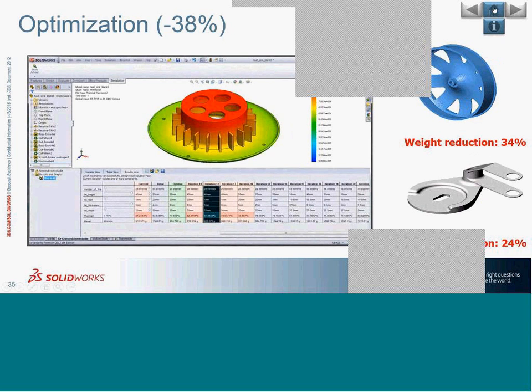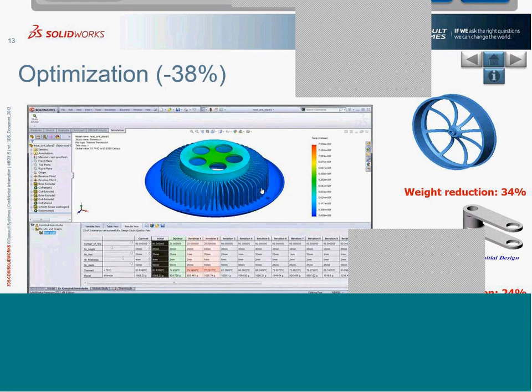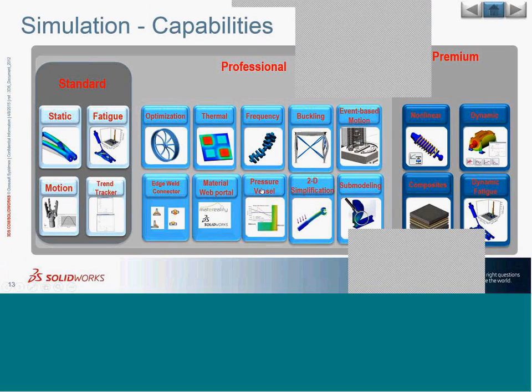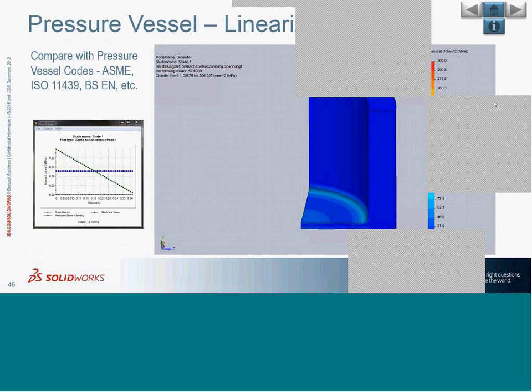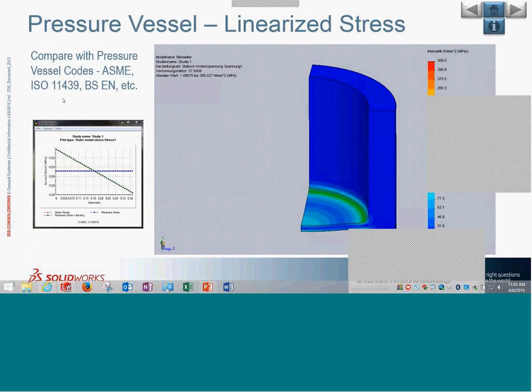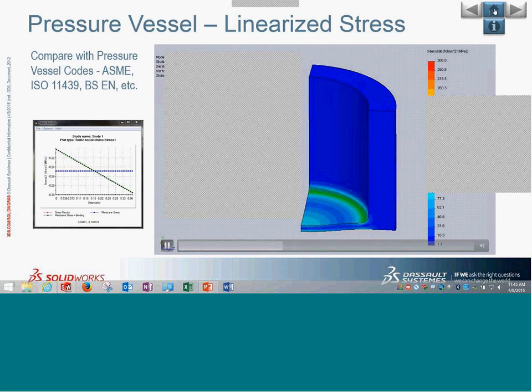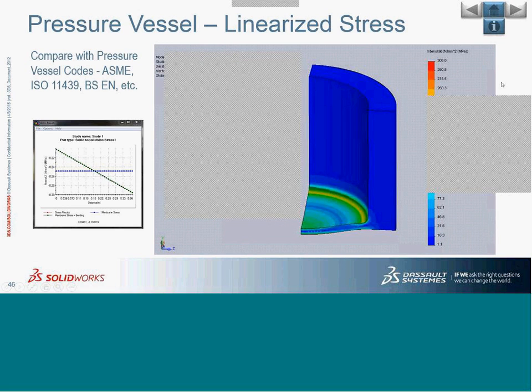In terms of capabilities, if I have to quickly show you the vessel, it is something like this. It gives us the linearized stresses across a particular cross section. We can understand the stresses as per the requirements of the ASME vessel codes, and we can compare against that code to understand in detail whether the component is designed as per its requirements.